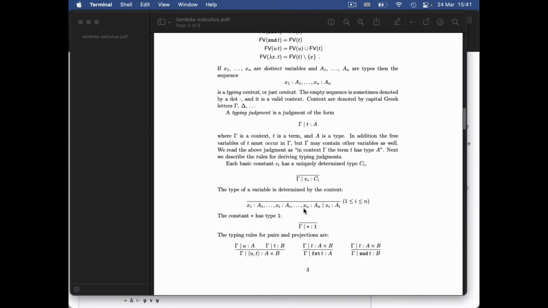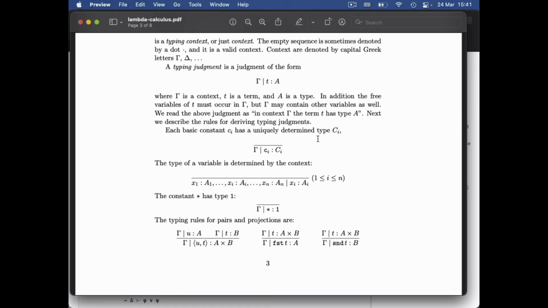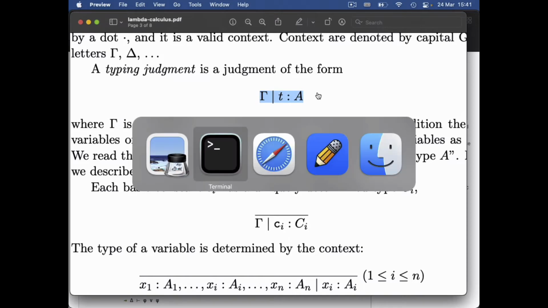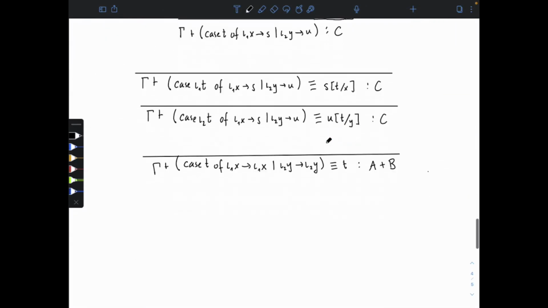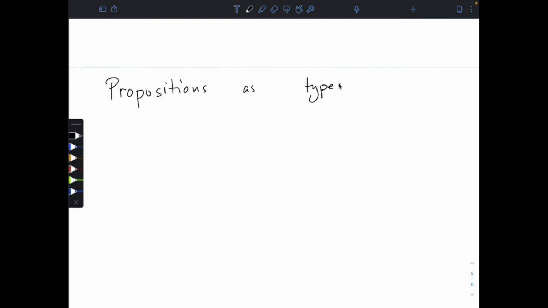Let's go and do this systematically. Okay, so first of all, we have the judgment form. So this is now propositions as types. It's a correspondence that shows that the two calculi that I described are essentially the same calculus.